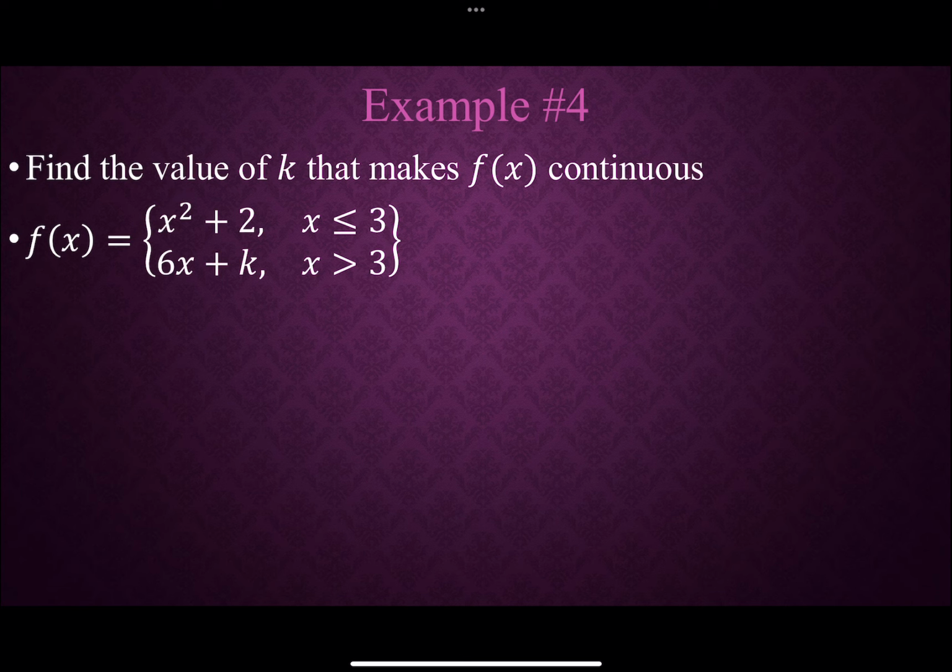Well, it's a piecewise function. It's got a quadratic part for the less than or equal to 3 part. It's a linear because k is a number for the greater than 3 part. By themselves, they're both continuous. So the piecewise function is only continuous if the two parts are equal.